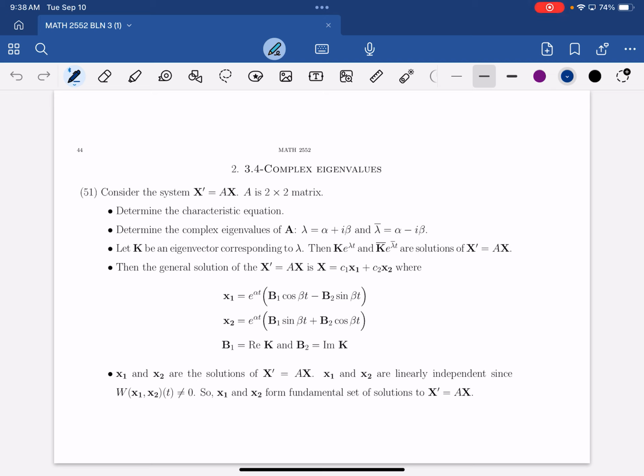So today we are going to discuss the complex eigenvalues. My matrix A is a 2 by 2 and my eigenvalues are complex. The complex eigenvalues always appear in pairs, right?